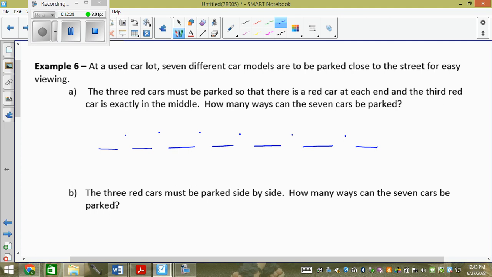So, we have to park one at the front, one at the very back, and one in the middle. So, we have to start somewhere. I'm going to start at the front because I like starting at the front. And I like also going in sequential order of which they listed it. But that's just personal preference. So, how many red cars do I have to park here? 3.